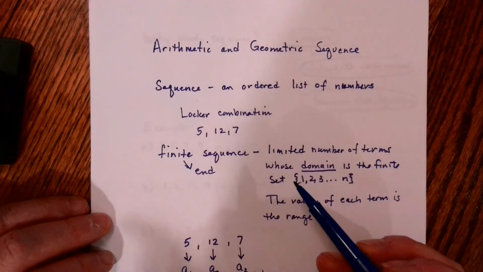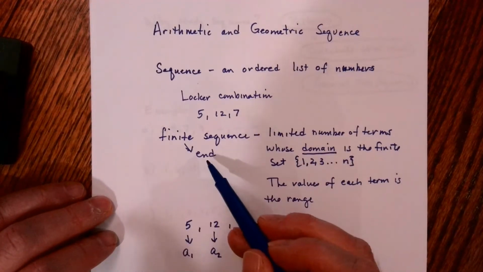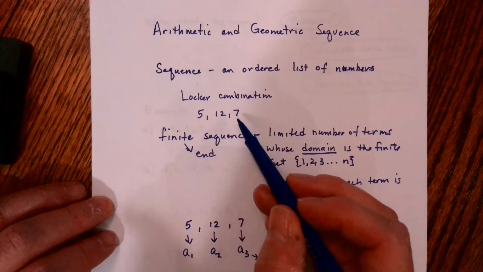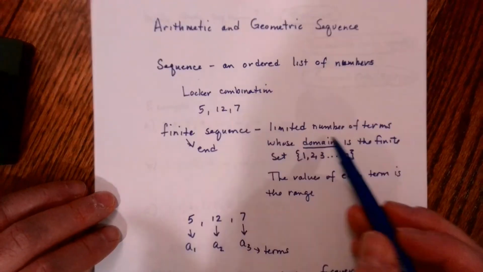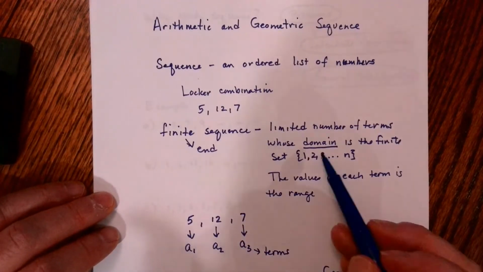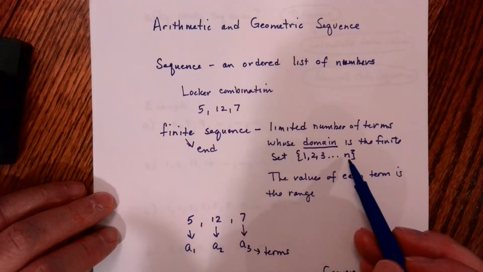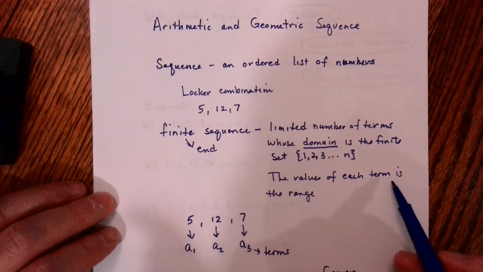Now there's different types of sequences. A finite sequence just basically means that it ends, like your locker combination. It started with the number 5, but it ends with the number 7. So therefore, a finite sequence is a limited number of terms whose domain is the finite set 1, 2, 3 all the way to n, which was whatever your last number is. The values of each term is the range.